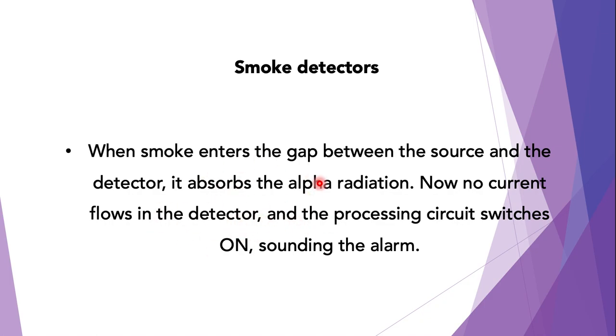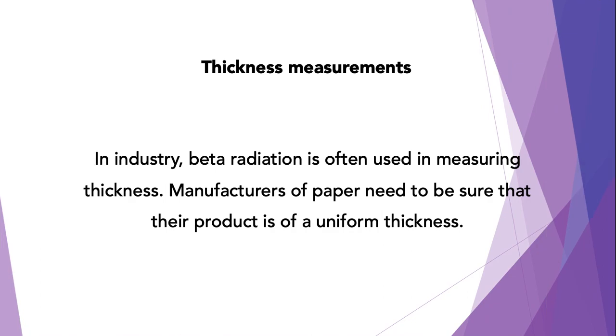So this is the smoke detector. It detects smoke. It may be fire smoke, and the smoke absorbs the alpha radiation, so the current stops flowing in the detector. And the processing circuit switches on, sounding the alarm. This is also kind of related to fire alarms. Okay, so we have another use related to penetrating power, which is thickness measurements.